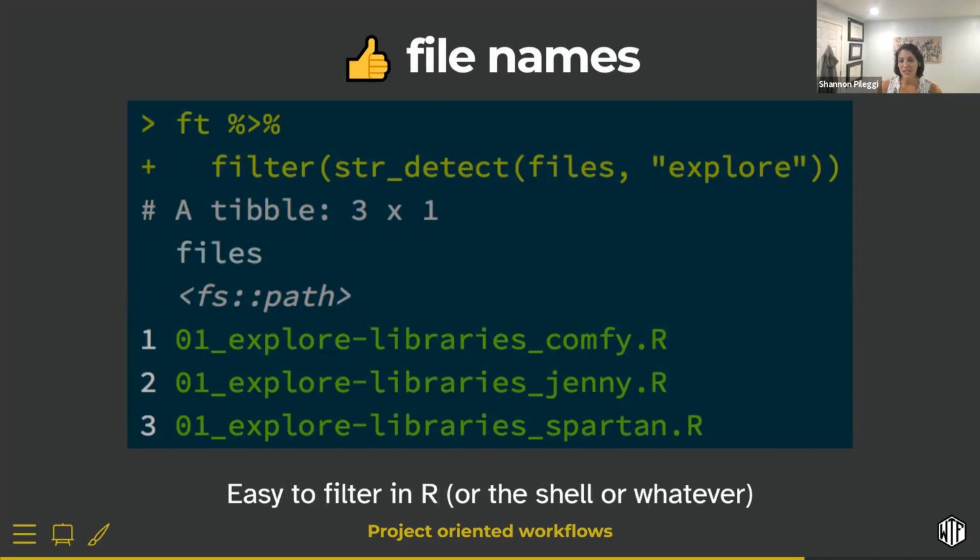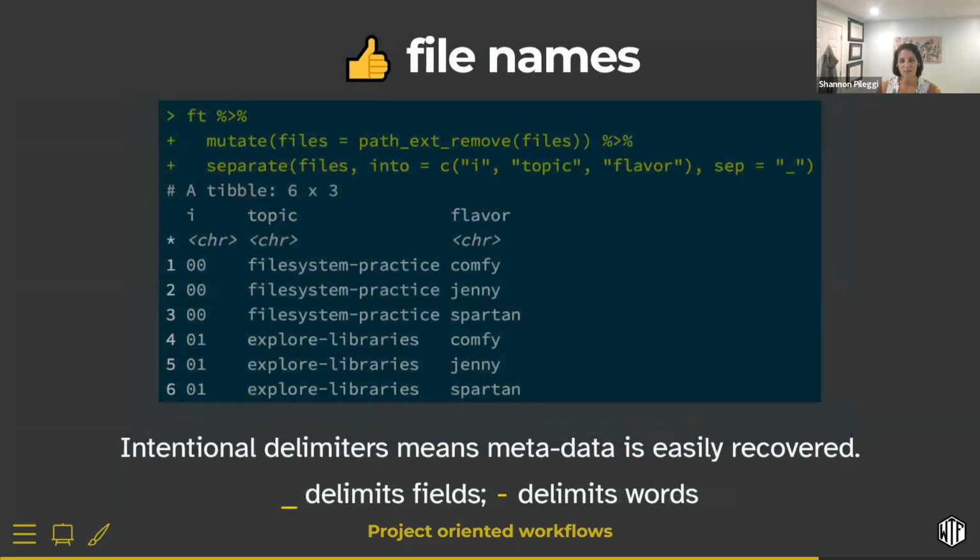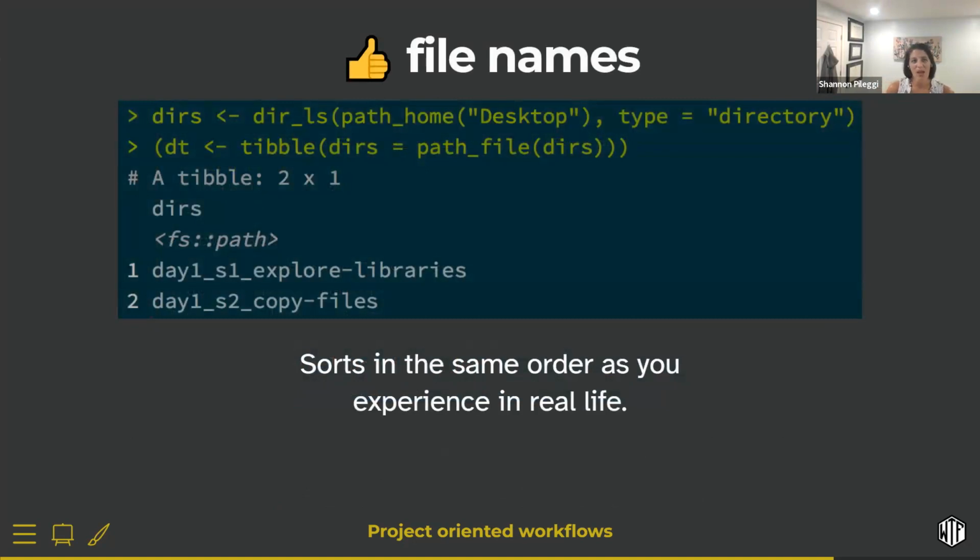And also they're easy to filter on, right? So you can search for certain keywords. And then if you use delimiters intentionally, like underscores versus hyphens, then it can be pretty easy also to create some metadata about the files that you have. And then if you have something numeric in there, it will also sort in the same order as you experience in real life.